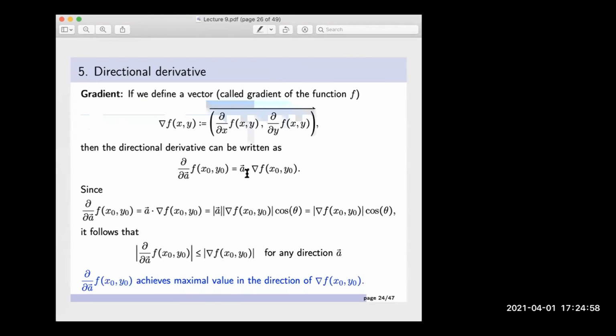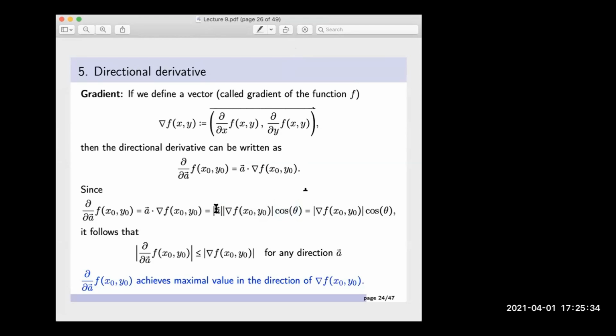This formula has a geometric meaning, which says that the dot product between two vectors can be written as the product of the lengths of the two vectors times cosine theta. Theta is the angle between the two vectors. If you have two vectors, there is an angle between them, and the dot product is simply equal to the product of the two lengths times cosine theta.